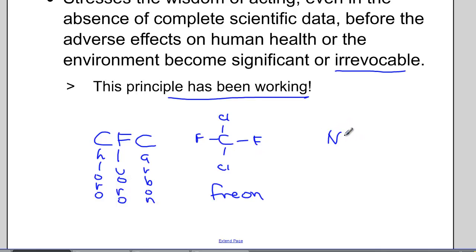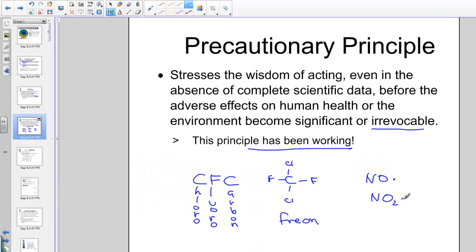Radicals such as nitrous oxides, NO2s or NOs, these radicals, which we'll talk about a little bit further down, are naturally occurring pollutants, and these freons or CFCs are synthetically man-made pollutants, and all of them have been working to damage the ozone. So what we're stressing here is we're using the wisdom of acting to prevent these from ever reaching the stratosphere, thus preventing the destruction of the ozone layer.